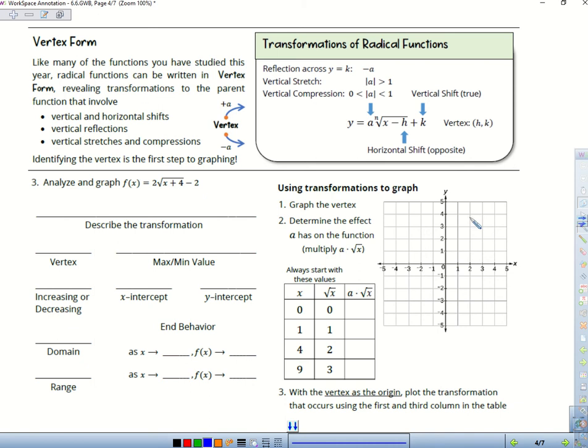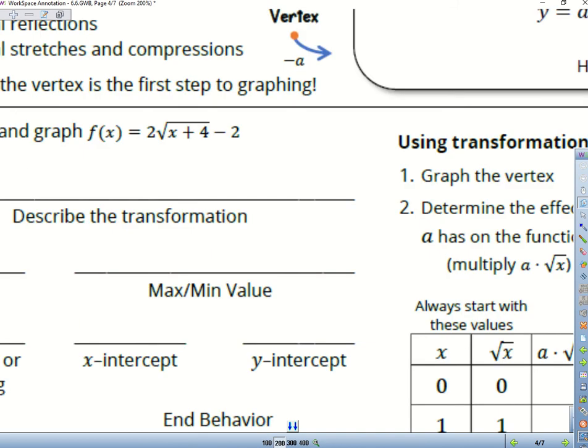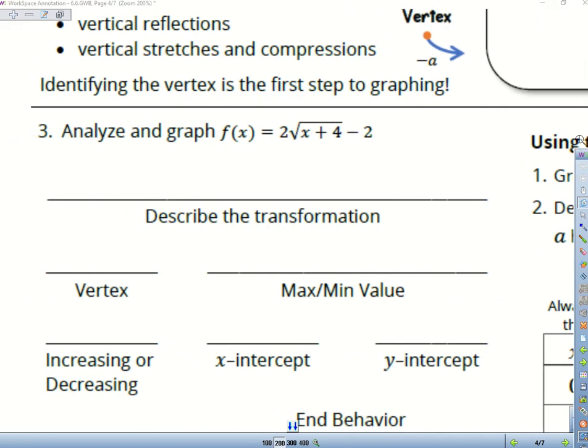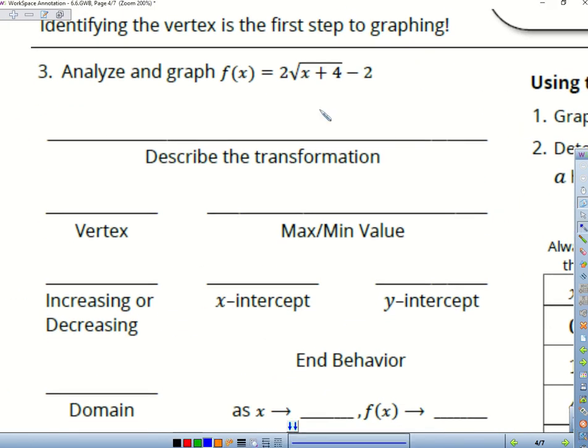Let's go ahead and analyze number 3. So as we look at number 3, what do you notice? What is the A value here on number 3? Good. The A value is 2. So sometimes I like to write out what each one is. That's fine. You can do that if you want. So do we have any reflection going on? Is my A negated in any way? No. No reflection. But we do have a vertical stretch, right? Yes.